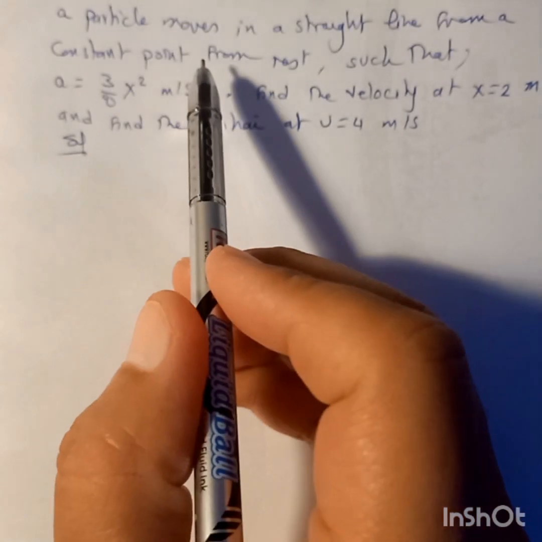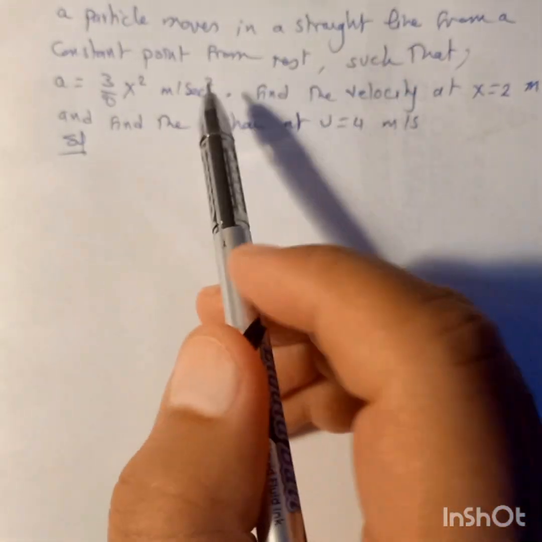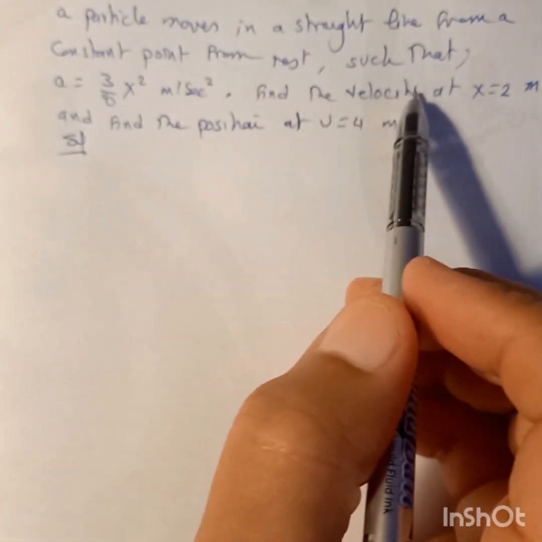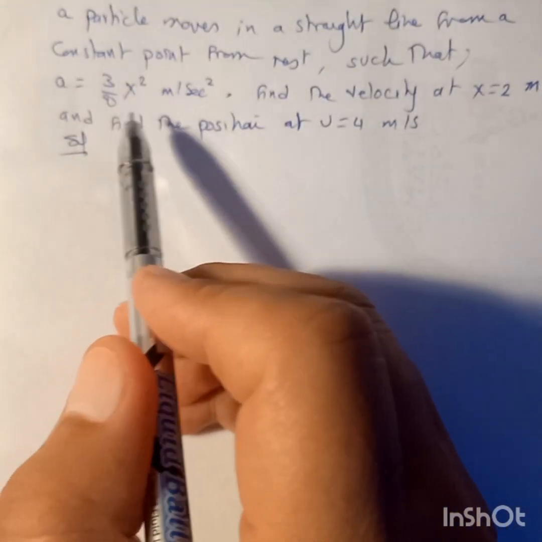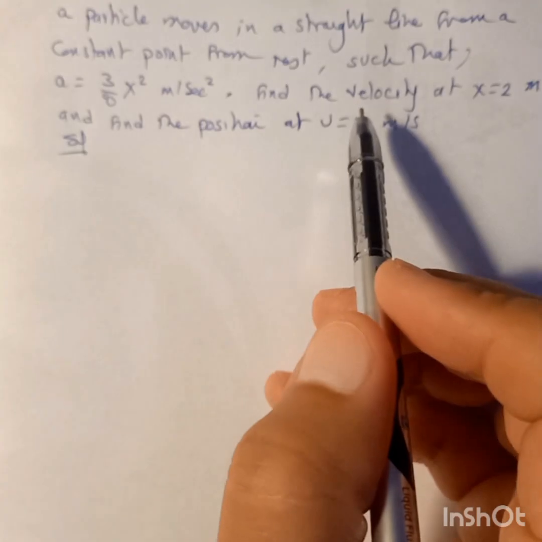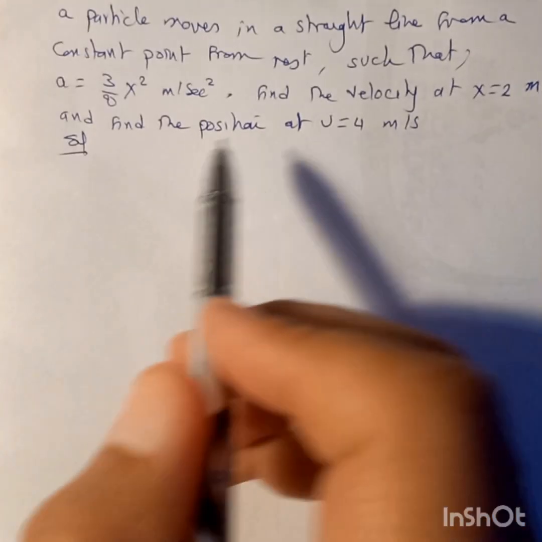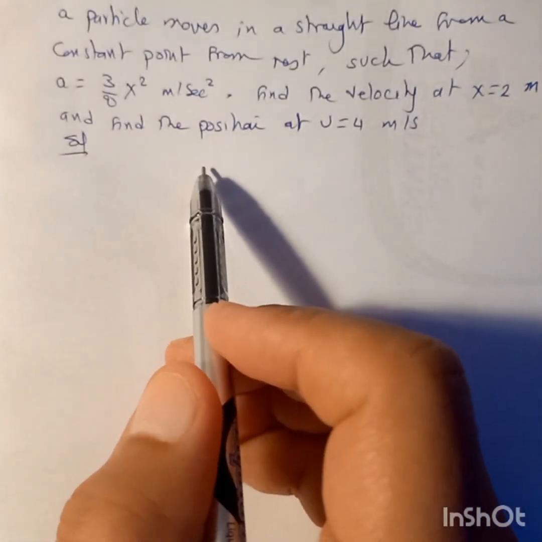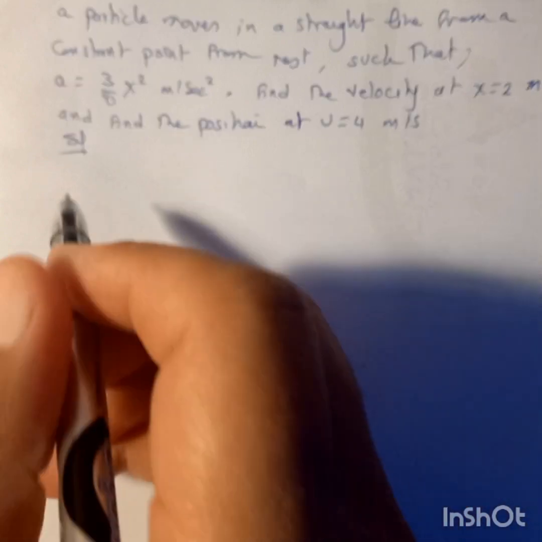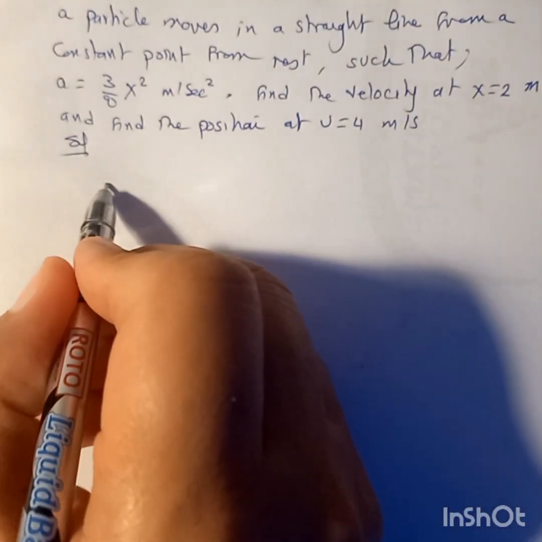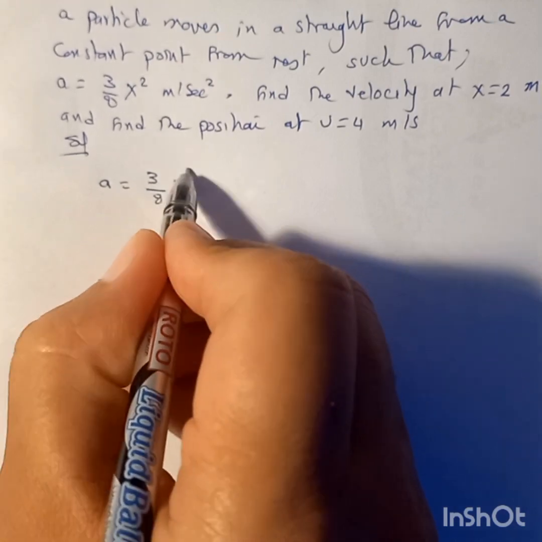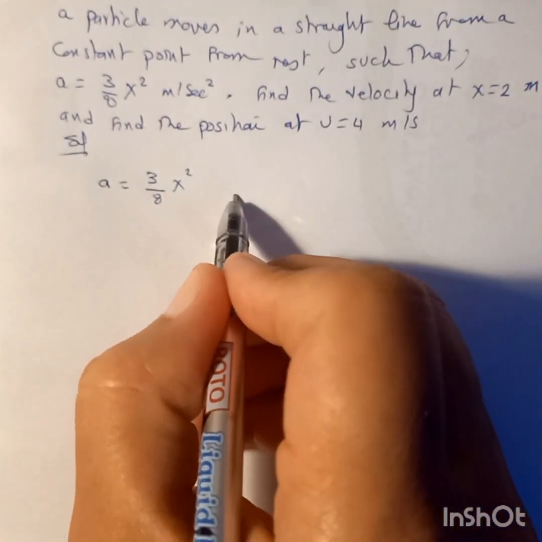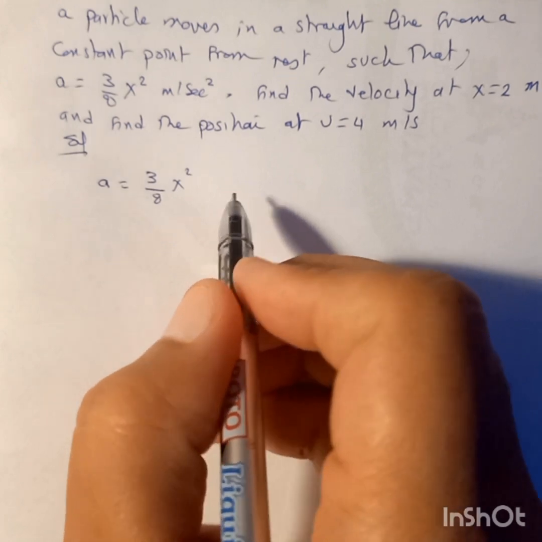Another example: a particle moves in a straight line from a fixed point from rest, such that acceleration a equals 3 over 8 x squared meters per second squared. Find the velocity at x equal to 2 meters and find the position at v equals 4 meters per second. Then we have here a as a function of x, a equals 3 over 8 x squared. Then we have a relation between v and a.